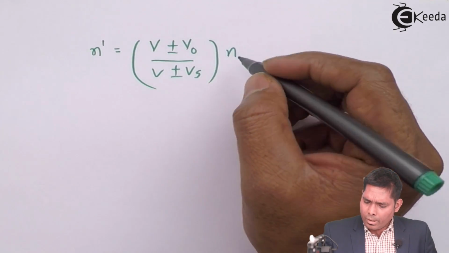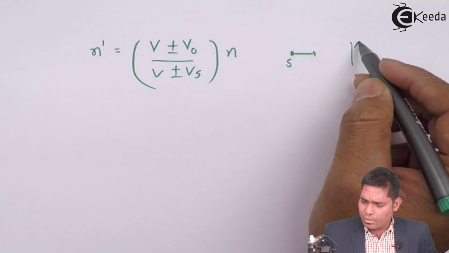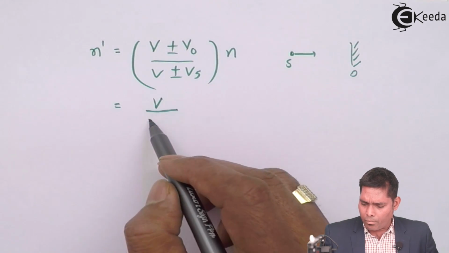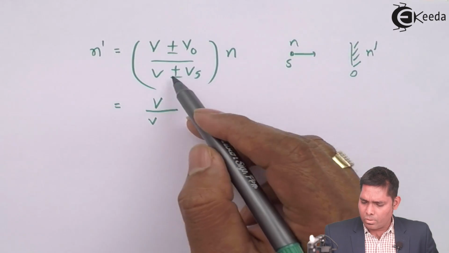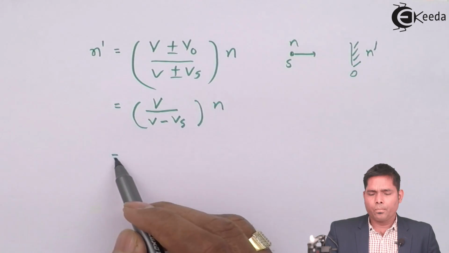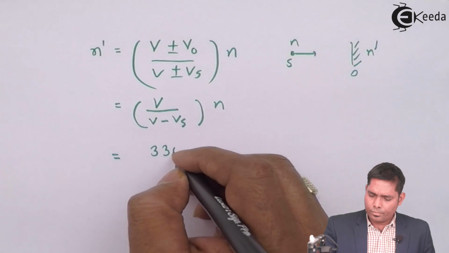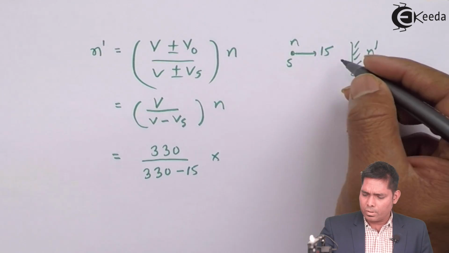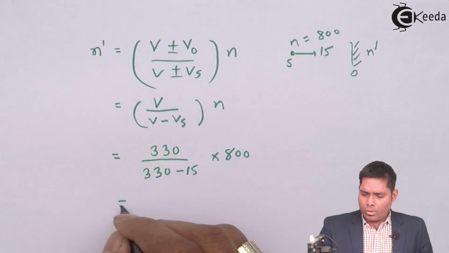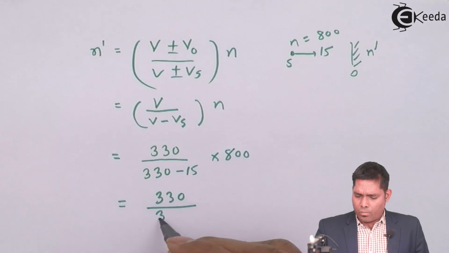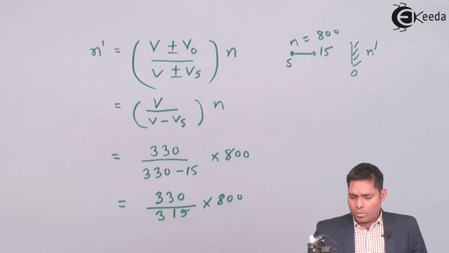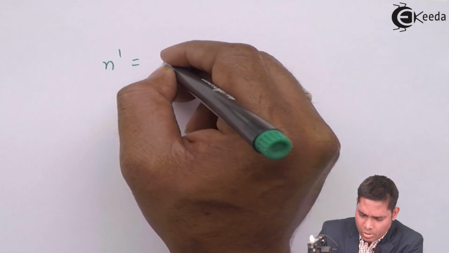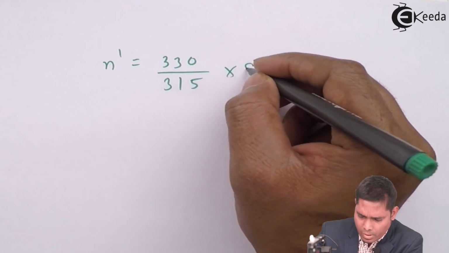In this situation, the source is moving towards the cliff at rest, the observer is at rest, so I'll make VO 0. This becomes V divided by V, and the frequency will increase, so this will be minus Vs into n. V is 330 divided by 330 minus velocity of the source, which is 15, into the actual frequency, which is 800. So this is 330 over 315 into 800. Then I have to solve this to get the frequency heard, so n prime is 330 divided by 315 into 800.